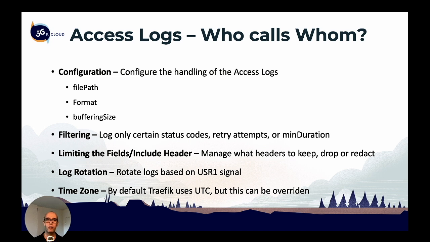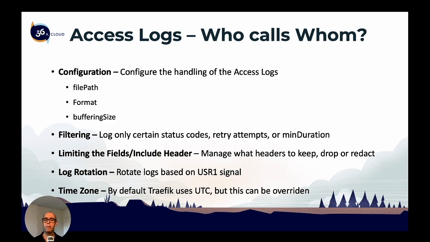So the configuration, we can configure the file path similar to the Traefik logs, the format, and the buffering size. Additionally, with access logs, we can also filter for certain status codes, retry attempts, or minimum duration. What this allows, for example, I don't want to see all the 200 errors in the access logs. I only want to see errors, for example, 404s or 500 errors. Then I know there's a system problem somewhere or my service is not handling this properly. So this is what filtering allows us to do.